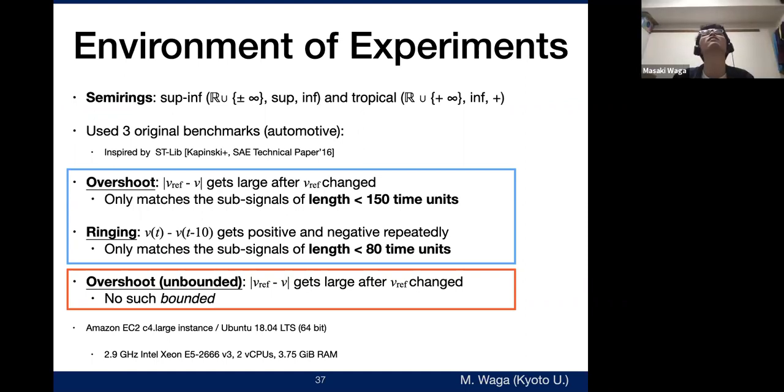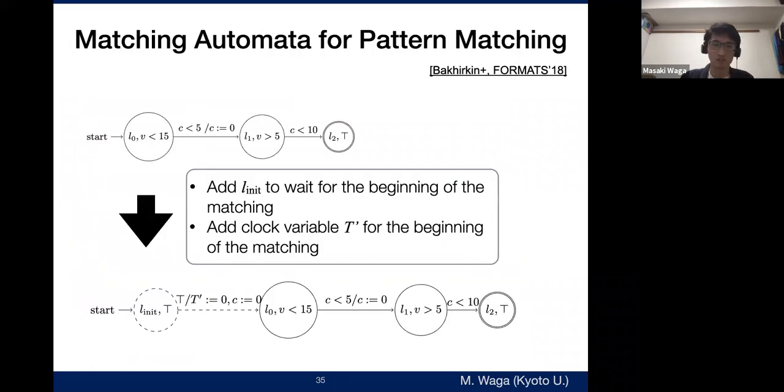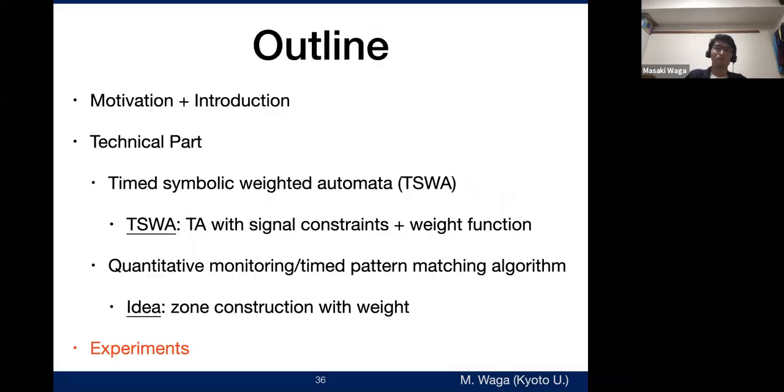Yes. If the bound is longer, then during the matching trials we have to keep track of all the beginnings of the matching. Very roughly speaking, we can forget about old signal values. If the matching length, the bound, is long, it means we have to remember more previous information. So the scalability becomes worse if the bound is longer. Okay.